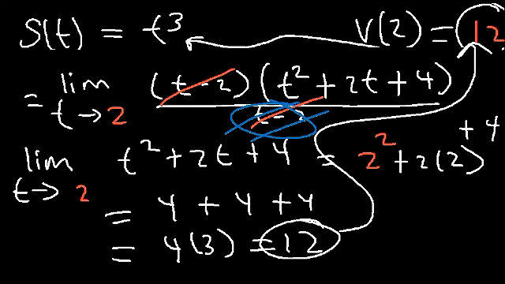So that's how you can calculate it using the limit process. You need to use the alternative form of the derivative, and it's going to give you the velocity at a certain point, rather than getting the velocity as a function.